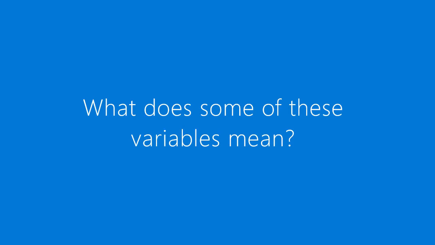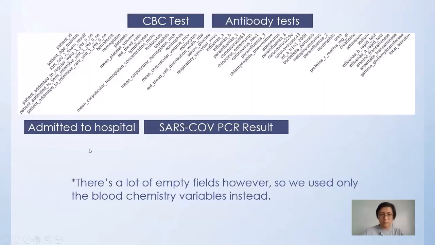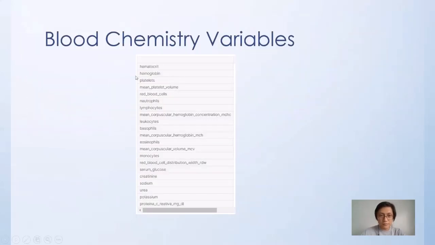Hemoglobin is the one that carries the oxygen. It's what binds to the oxygen molecule. It makes your blood go from deoxygenated to oxygenated. Platelets are what make up your blood clot.